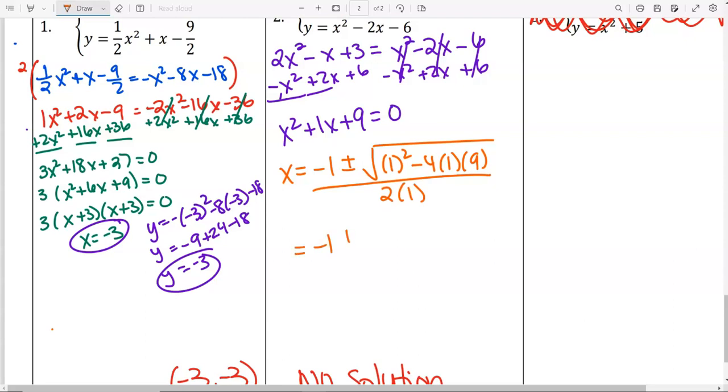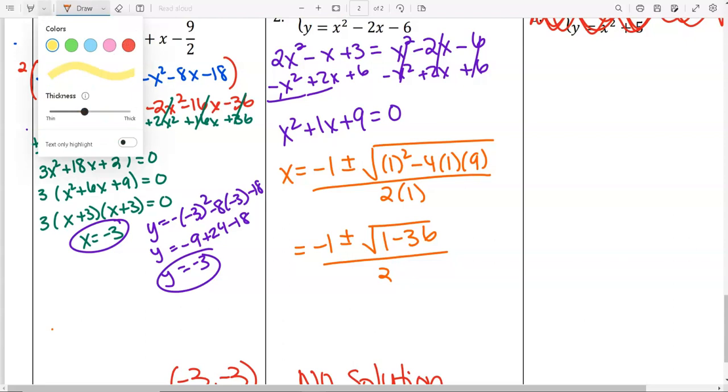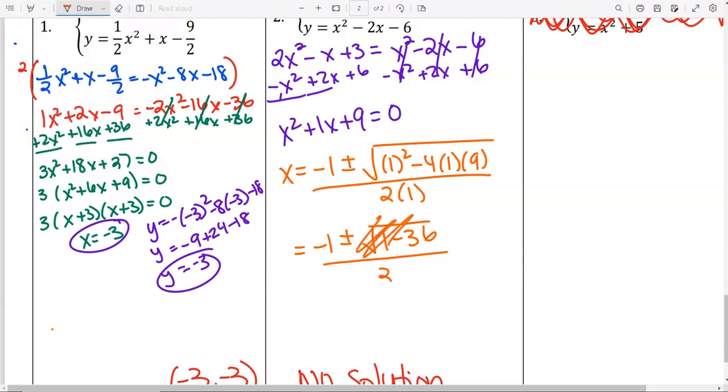And this is why it's going to be no solution, because under my square root, I get minus 36. I don't even have to know what that is to know it's going to be a negative something. So this is why we know it's going to be no solution. This shows me why. So it was not because it was not factorable. It was because when you solve with the quadratic formula, it ends up being a negative under our square root.